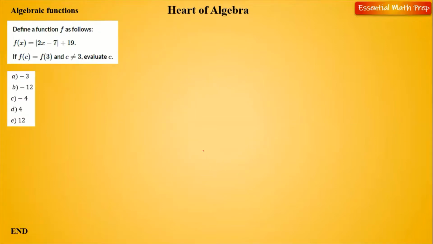All right, this will be the last problem in this video. There's only one more video on the topic of functions, and that is all about graphs, okay? So without further delay, let's solve this last problem in this video. F of x equals the absolute value of 2x minus 7, plus 19. If f of c equals f of 3 and c is not equal to 3, evaluate c.